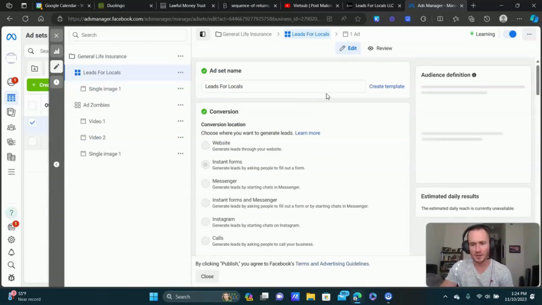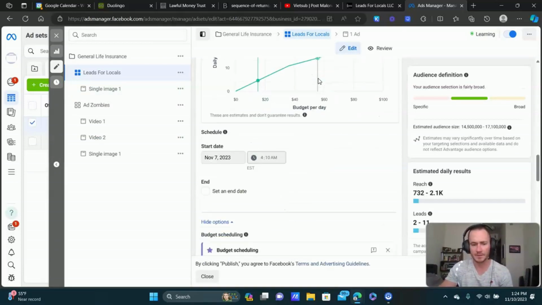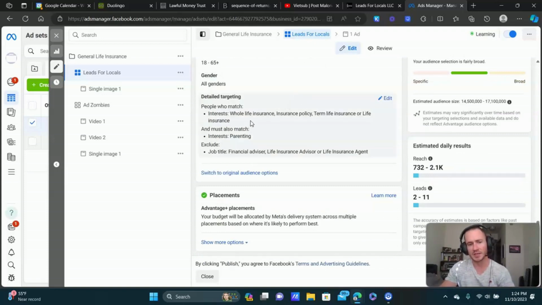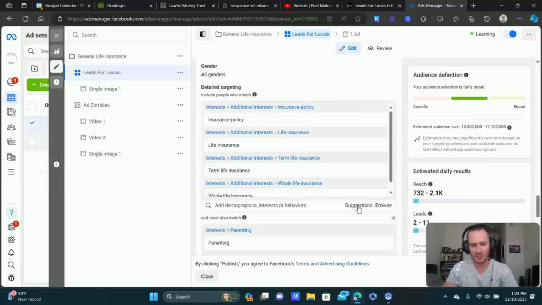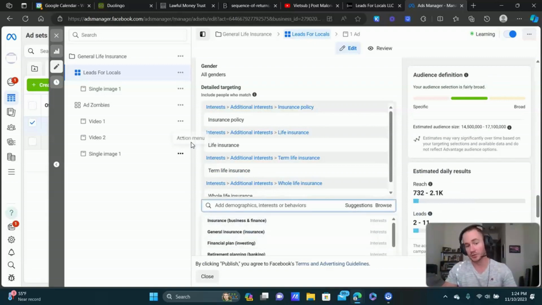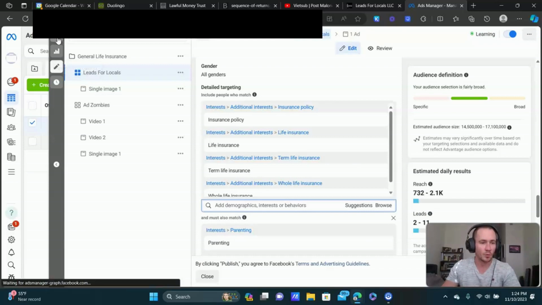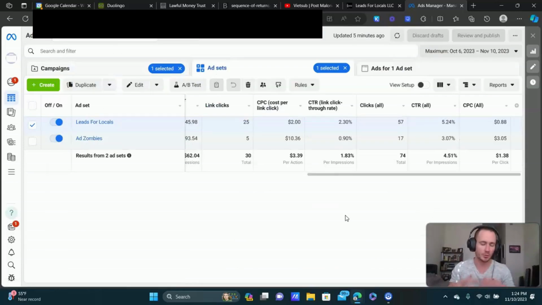So, let's see, if we scroll down. Okay, yeah, so in this case, we're doing whole life insurance, just insurance interest. And then parenting, right? So we're trying to get in front of parents, and we're excluding financial advisors, life insurance agents, etc. But there's not really necessarily any magic to this. You've just got to understand your audience, what they're interested in. Start typing that in, and you can use the suggestions tool right here to find other interests that you can target. So that's one way to come up with different audiences.